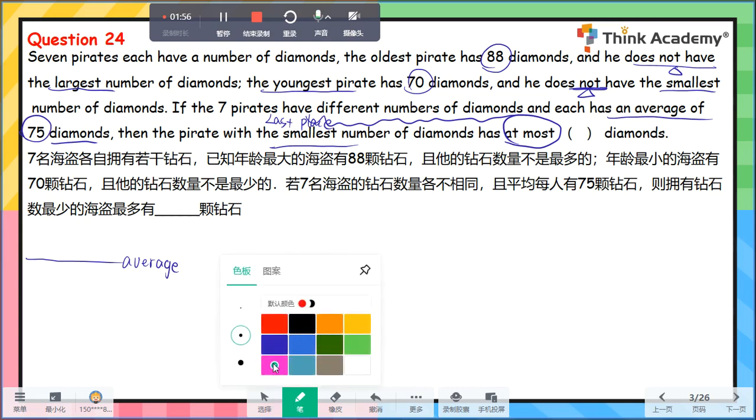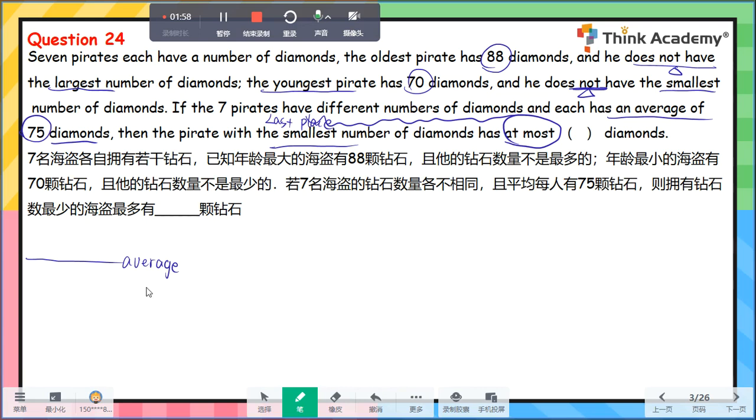Definitely not. It's impossible. Because we need to know a rule: the average is a number between the last and the first. So no matter how many the last place has, it can't be more than the average. But if we want to ensure the last place has as many as possible, we should find a number close to the average. As long as you know this part, the question will become much easier.